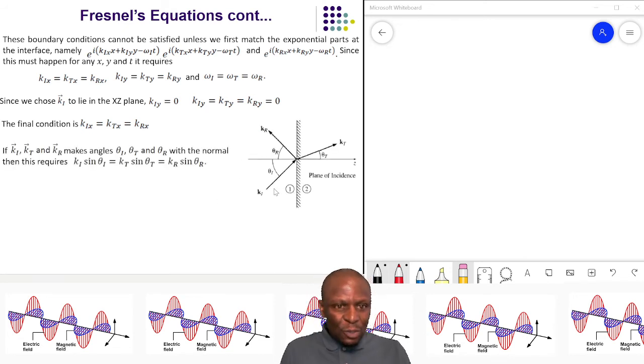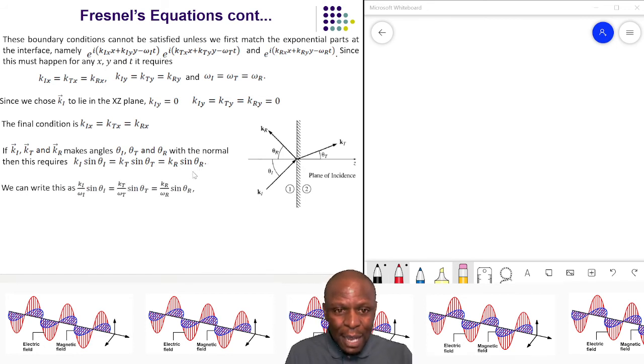Now, the wave vectors of the incident, transmitted and reflected waves make angles theta, as shown in this diagram, respectively, with the normal. Then this requires that K incident sine theta must be equal to this, and they must also be equal to the one for the reflected. Because the frequency omega incident is the same as omega transmitted and omega reflected, I can write that equation in terms of this, because this is just the same as that. Therefore, I've done nothing with that equation.